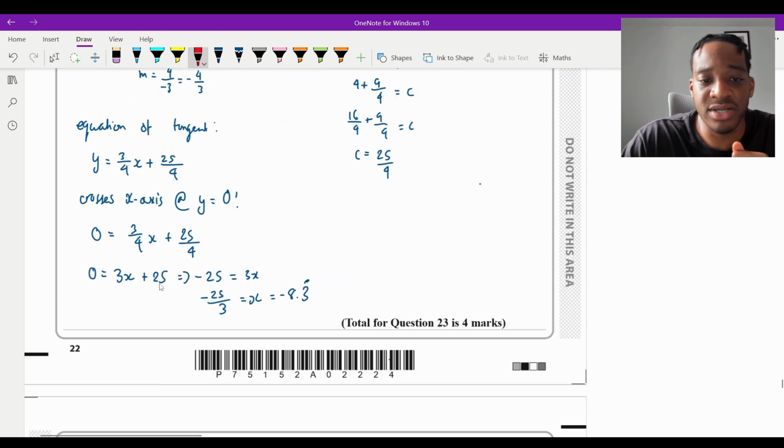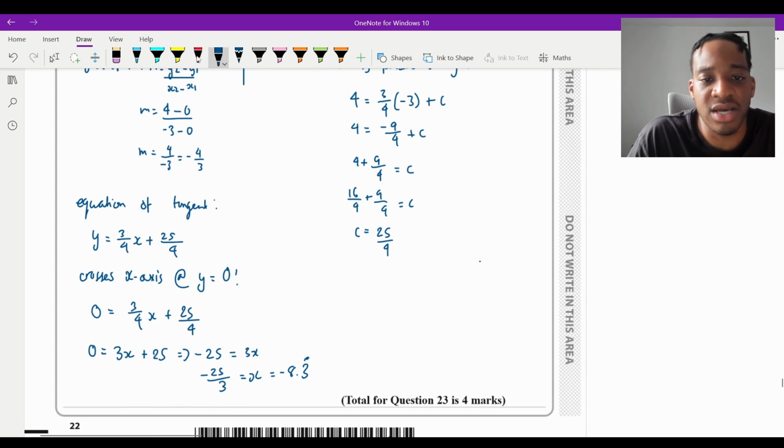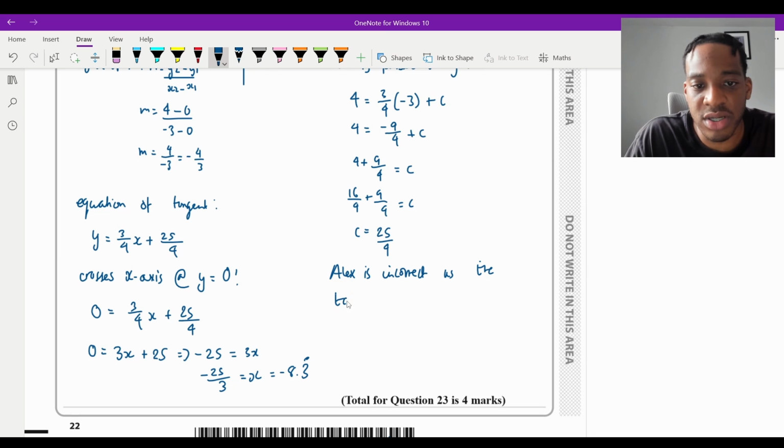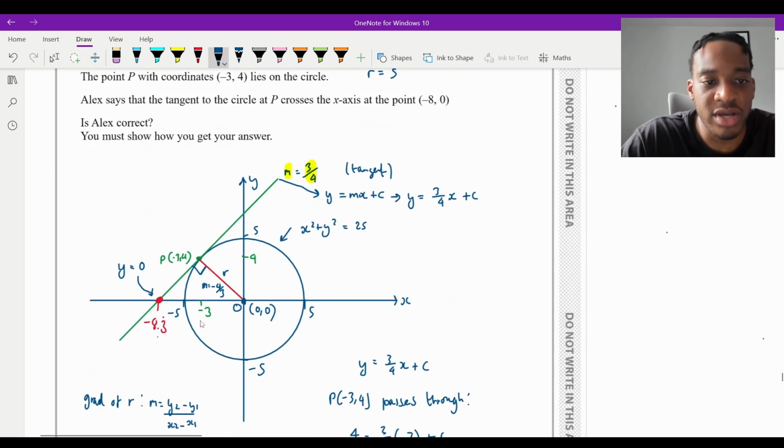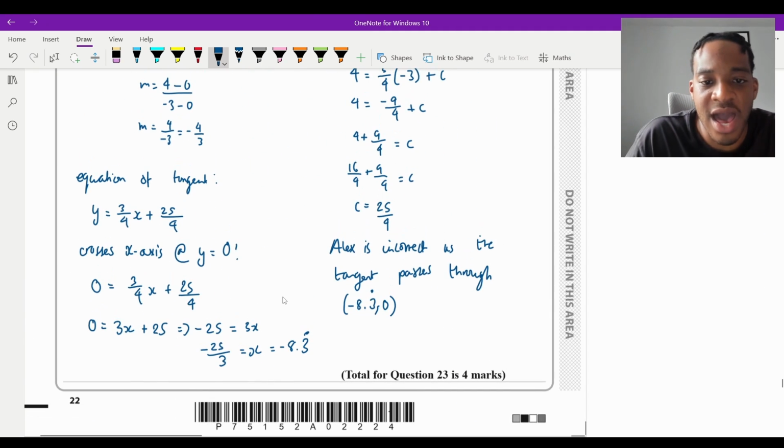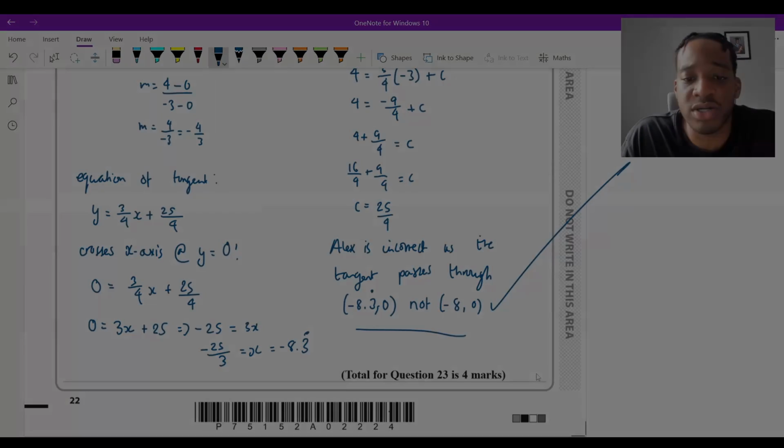So Alex is incorrect. And what you can say here just to finish off is Alex is incorrect, as the tangent passes through that coordinate here, minus 8.3 recurring, and the y-coordinate is 0. Remember, this is minus 8.3 recurring, the y-coordinate is 0. And you could say it passes through this coordinate, not minus 8, 0. And that's it. That will give you the 4 marks.